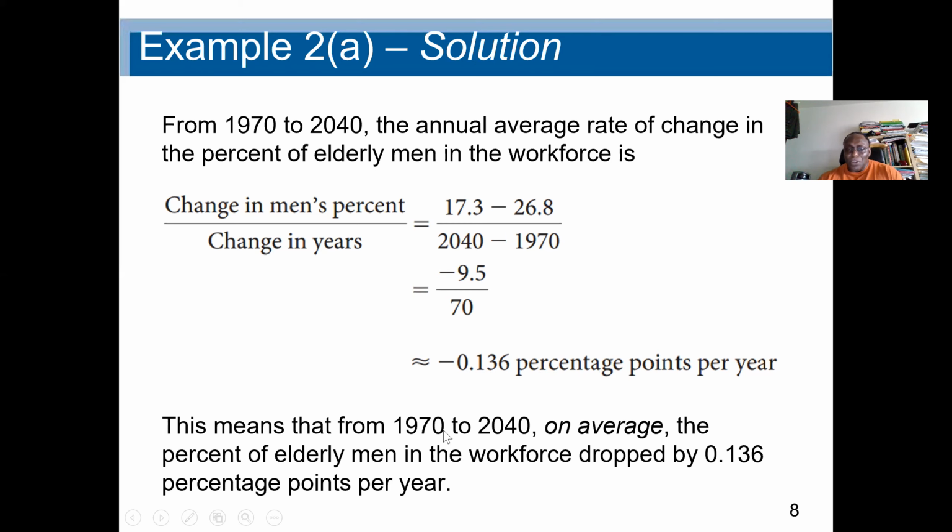So this means that from 1970 to 2040, on average, the percent of elderly men in the workforce dropped by 0.136 percentage points per year. Again, drop. Why? Because our answer is negative. If our answer is positive, then we say increase.